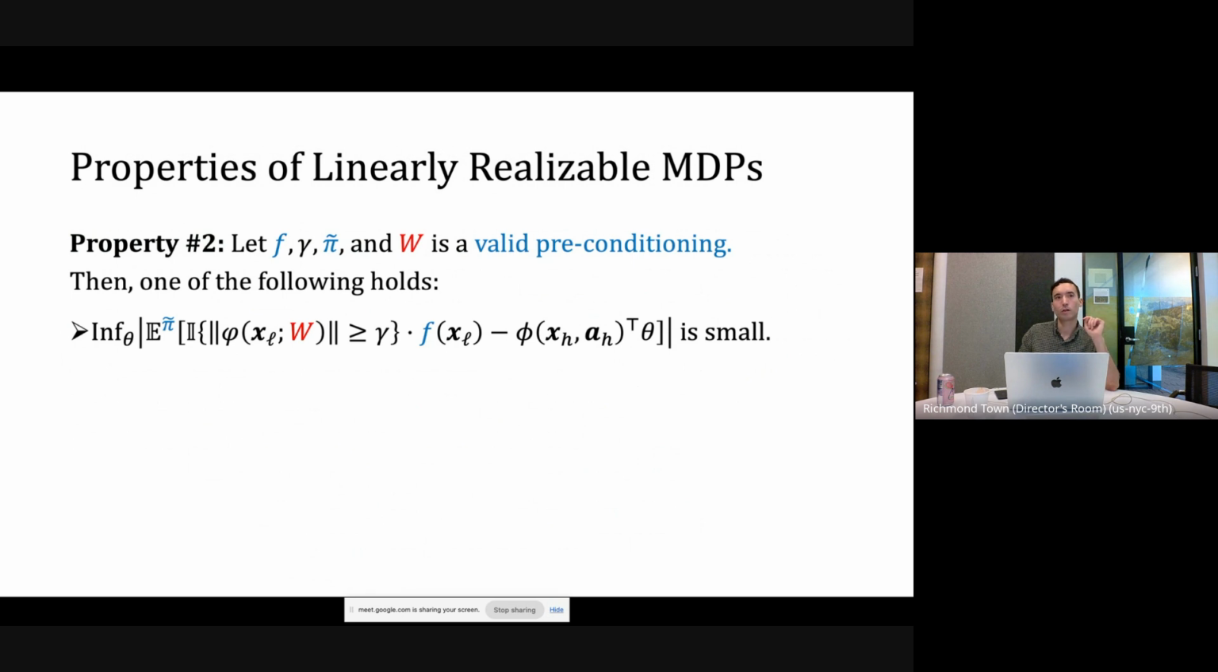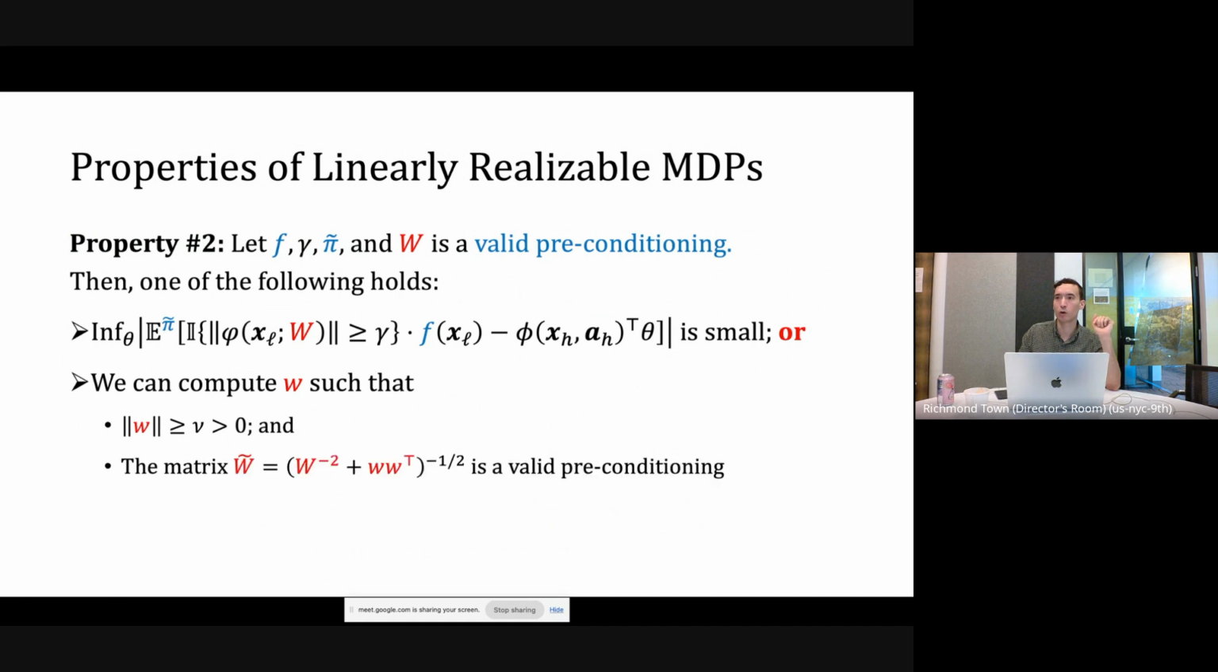Either the expectation of your function f times the indicator for this proxy of the range is small. And by the way, this is not a conditional expectation, this is just a marginal expectation. So either this is small, or because of our specific choice for this var phi, you can compute a new vector W such that W is non-zero, and then you can update this matrix. You can compute a new matrix W tilde that is also a valid preconditioning.